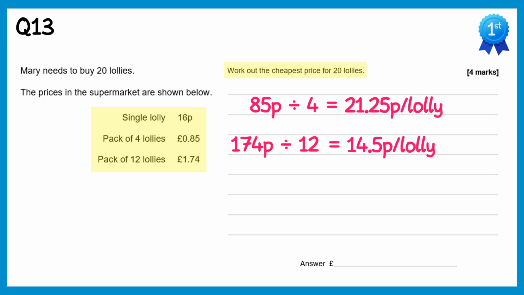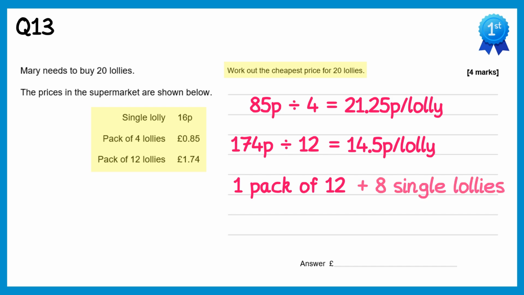But since we only want 20 lollies, we can actually only use it once. If we used it twice, we'd end up with too many because we'd have 24 lollies. So what we're going to do is buy a pack of 12 lollies once, that gives you 12 lollies, and then use the single lolly deal, since that's better value than the 4 lolly deal, to buy all the rest of the lollies. So if we need 8 more lollies to make 20, we're going to buy 8 singles. So one pack of 12 costs £1.74, and 8 single lollies is 8 lots of 16 pence, and if you add all of that up or type it into your calculator, you'll end up with £3.02.